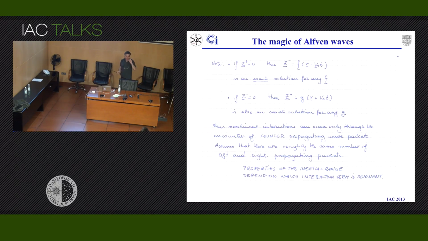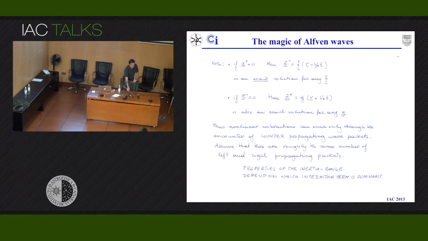Now, the important thing to notice is the following. Suppose that you don't have any Z plus. Then it's very easy to show that if Z minus is any function of R minus VAT, then it's an exact solution. All right? And it's a right propagating wave. And likewise, if Z minus is equal to 0, any function of R plus VAT is also an exact solution. So the conclusion is that a pure right propagating alpha wave is a nonlinear solution of the equation. And a left propagating shear alpha wave is also an exact solution of the equation.